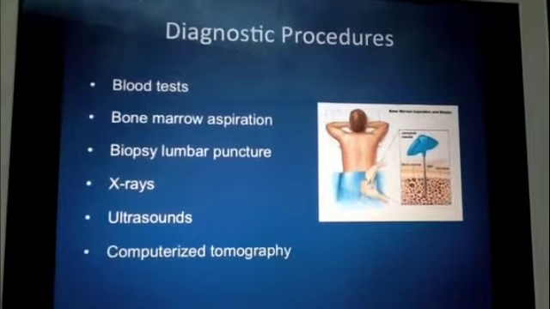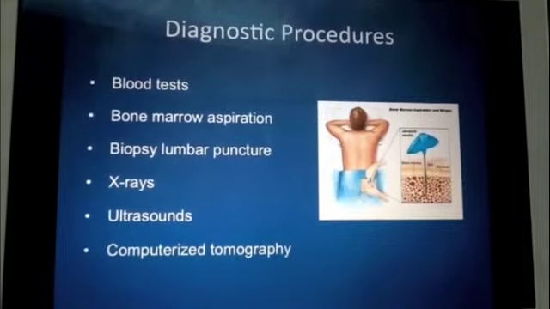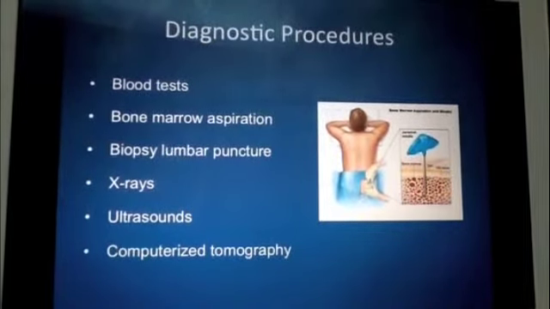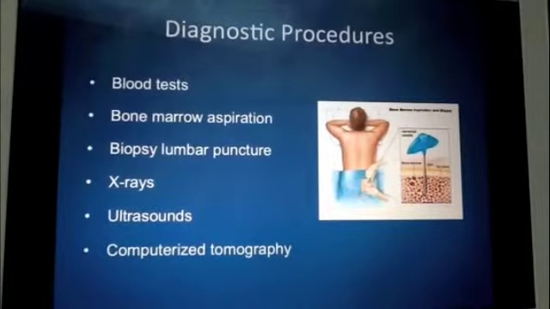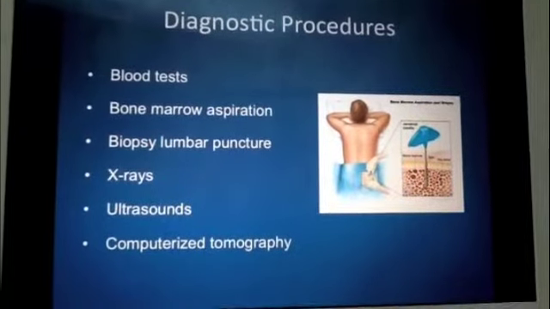Diagnostic procedures include blood tests, bone marrow aspiration, which is depicted to the right, biopsy, lumbar puncture, X-rays, ultrasounds, and computerized tomography. Computerized tomography is a technology that uses computer-processed X-rays to produce tomographic images of specific areas of the scanned object, allowing the user to see what is inside the body without cutting it open.